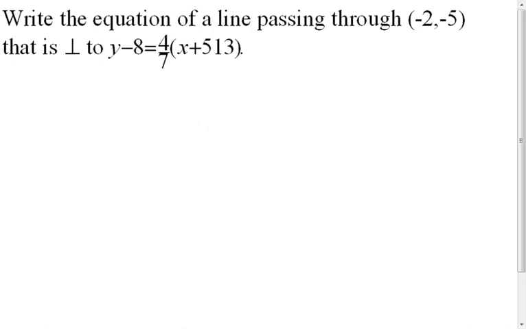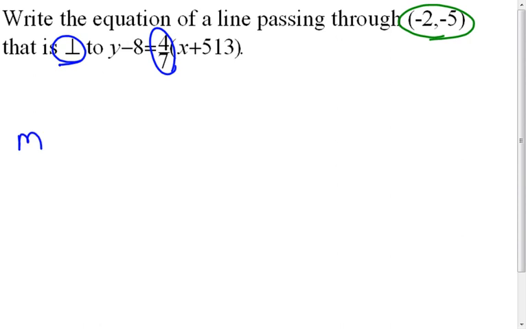And then I want to look at this one. This one gives us a point that we want our line to go through. Notice now this time, I want it perpendicular to this line. Now why did I circle the 4/7? Because I look at that equation, y minus 8 equal to 4/7, and then x plus 513. It's in point-slope form. So I can look into that equation and find the slope. I know the slope of this line is 4/7.